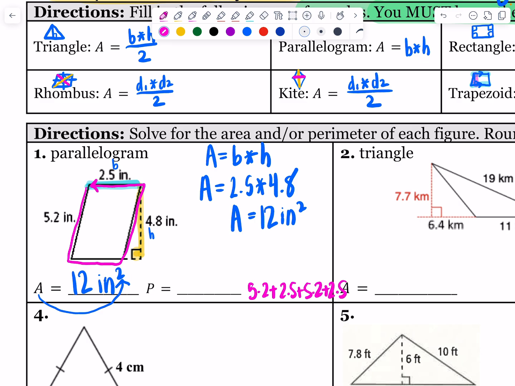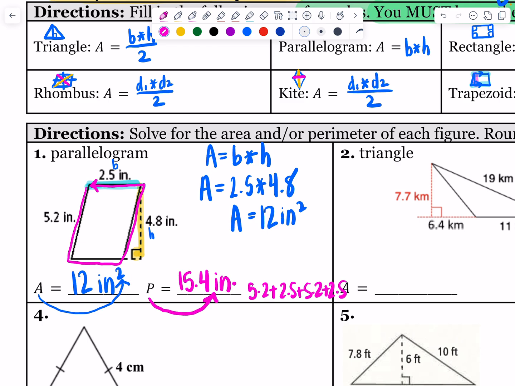I add all those pieces together. So 5.2 plus 2.5, and there's going to be 2 of those. So times 2, that is going to give me 15.4. This is perimeter, so what are my units going to be? That is going to be inches to the first power, so just inches. Okay, so whenever you find the perimeter, it's the solid black lines. We don't include that 4.8 because that is dotted.